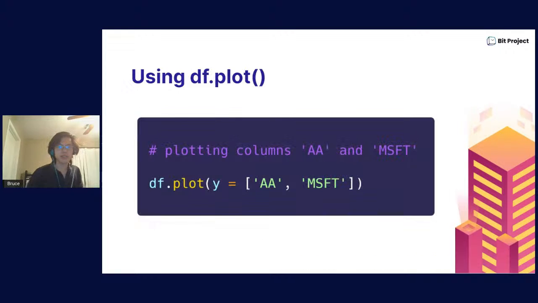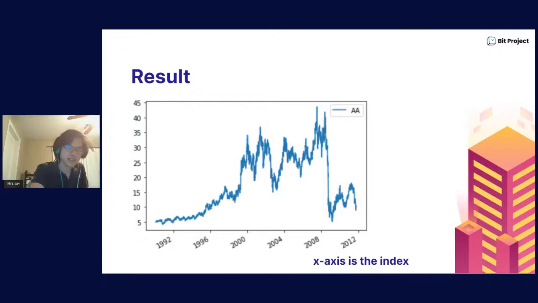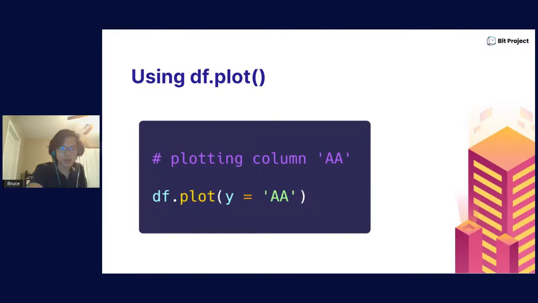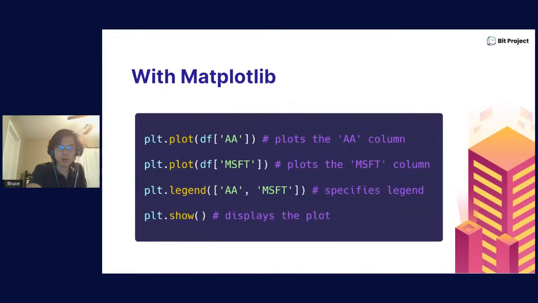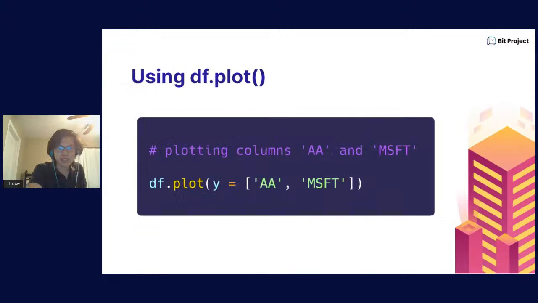What you might want to end up doing is plot two columns concurrently. So what does this mean? Before, if we just wanted to plot American Airlines, we called y is equal to AA. And we only got this one column, the AA column. Now we want to be plotting two columns at once.